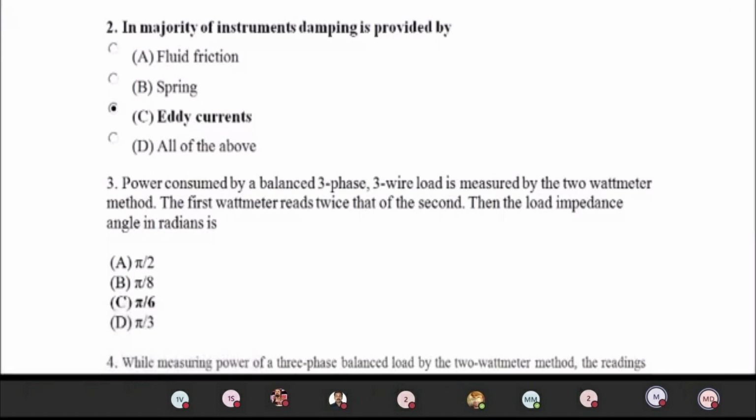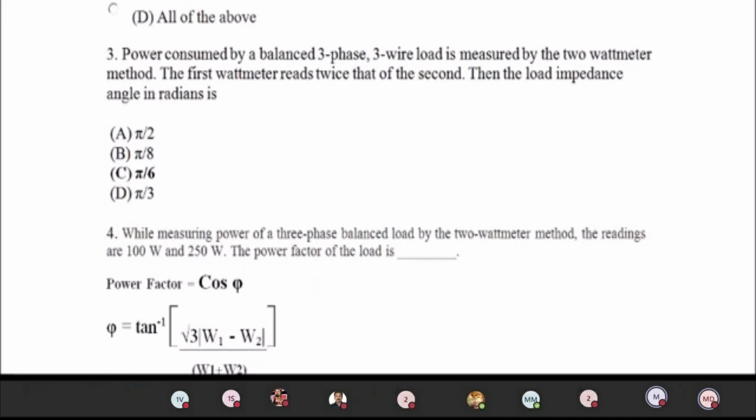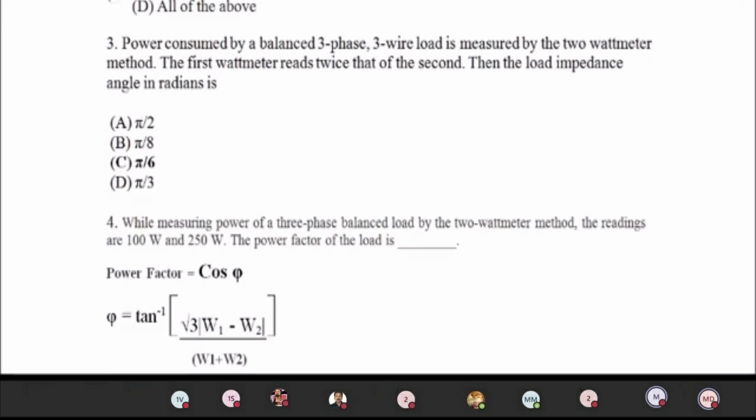And the third one, this is also a remembering question. Power consumed by a balanced 3-phase 3-wire load is measured by the 2 wattmeter method. The first wattmeter reads twice that of the second. Then the load impedance angle in radians is pi by 6.